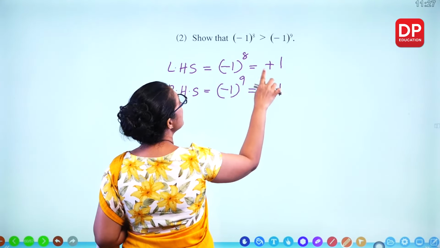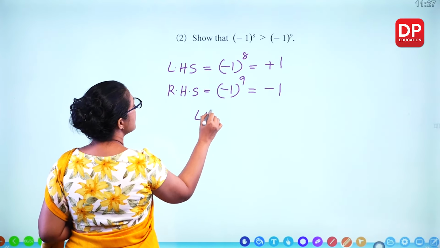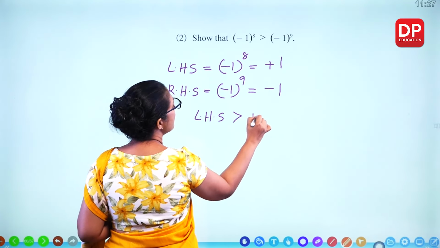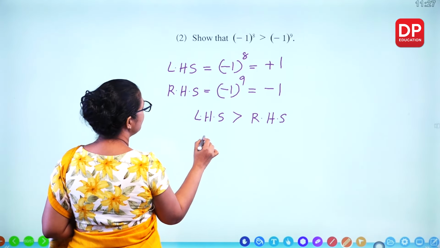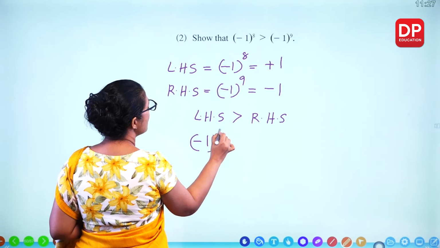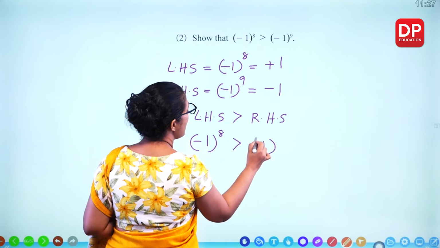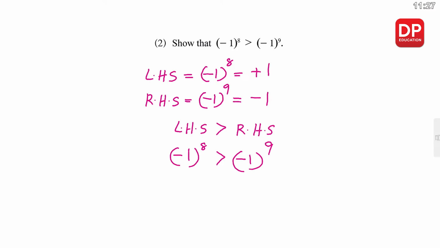So which one is bigger? The left hand side is bigger than the right hand side. So this statement is true. So minus 1 to the power 8 is greater than minus 1 to the power 9.